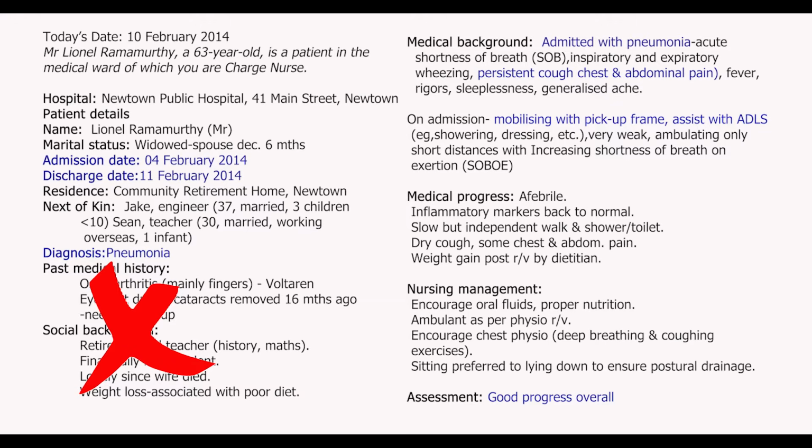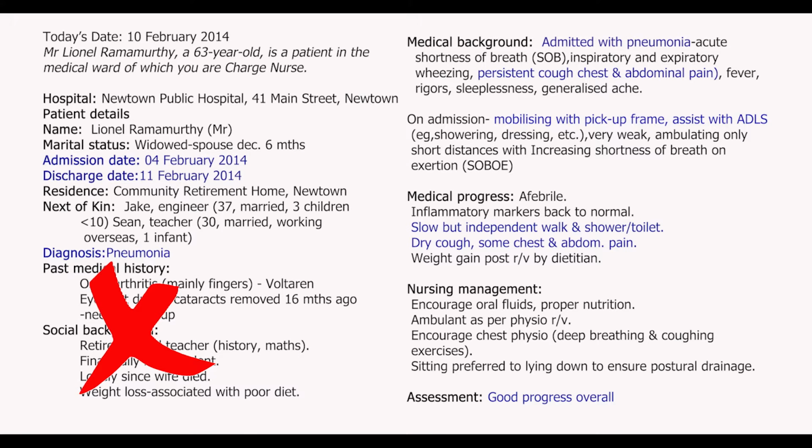Coming to the third, slow but independent walk and shower and toilet. This data is important because this specifies the current condition of the patient, which is important from the nurse's perspective. The next data details the symptoms experienced by the patient even at present. So you have to include this data, because for paracetamol, you can see one data in the discharge plan directly related to this point.